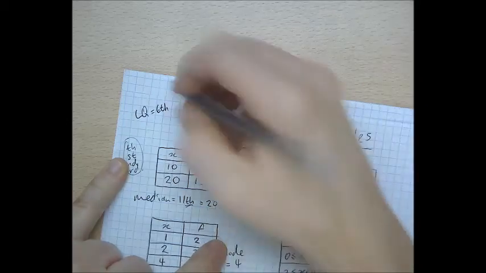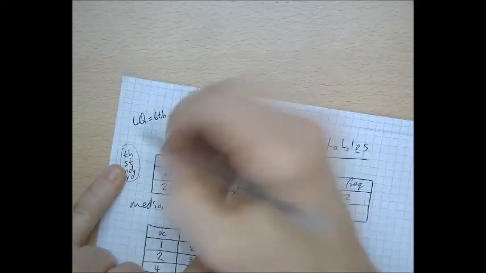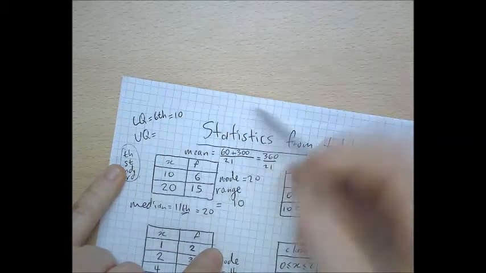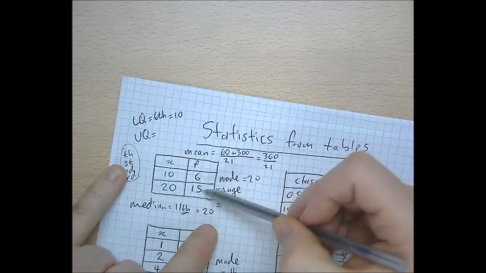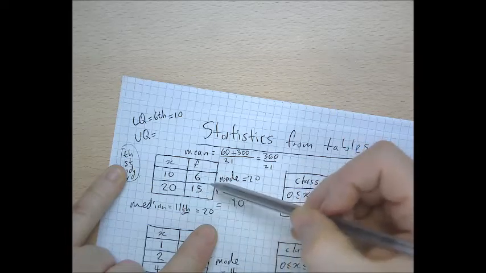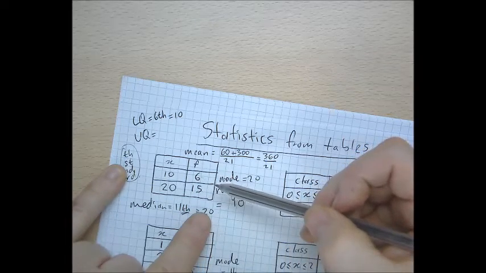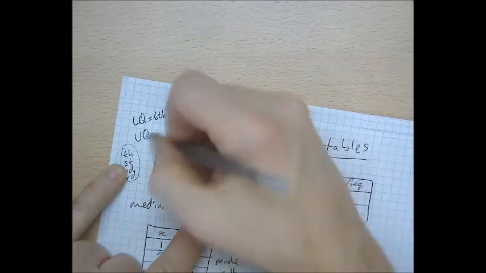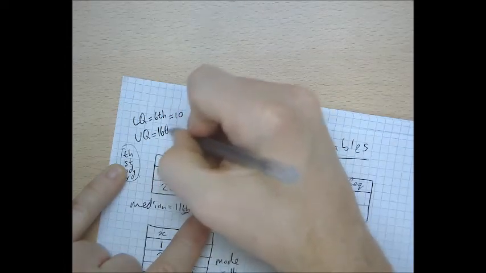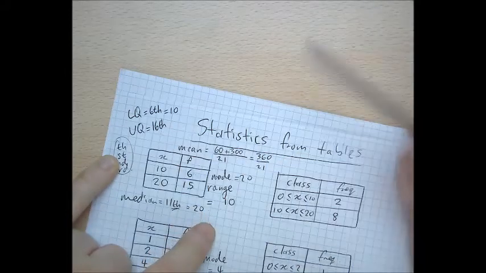Because there's 6 tens, and the upper quartile, so go 3/4 of the total count. There's 21 numbers. A quarter of 21 is 5 1/4. So 3/4 is 15 3/4. Round that up. Get 16. Stick a suffix on. So you want the 16th number.